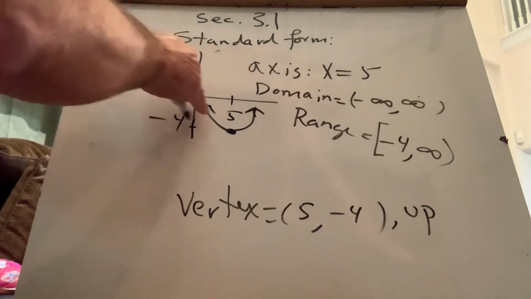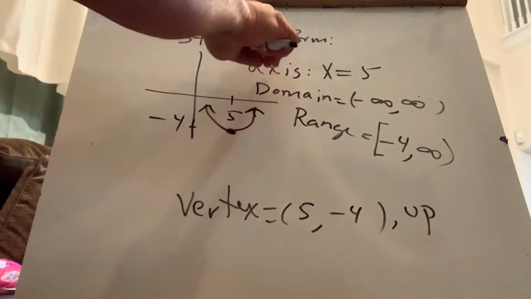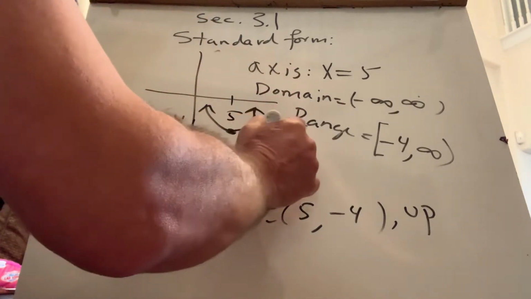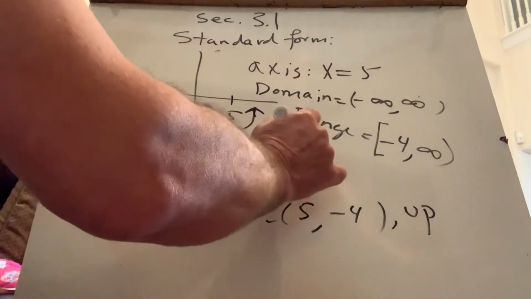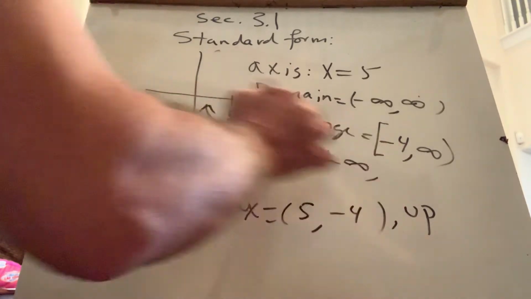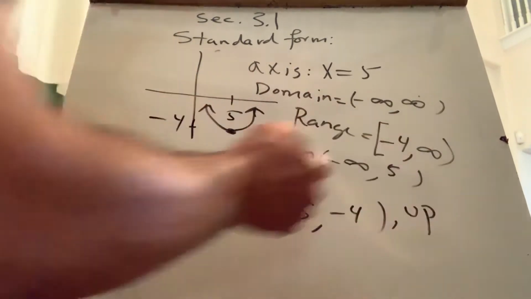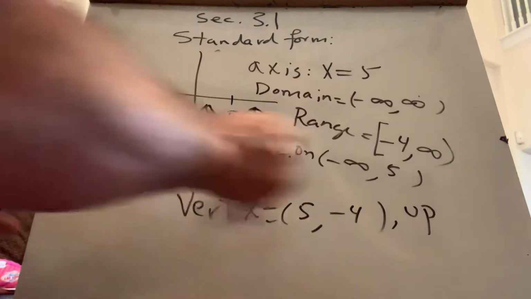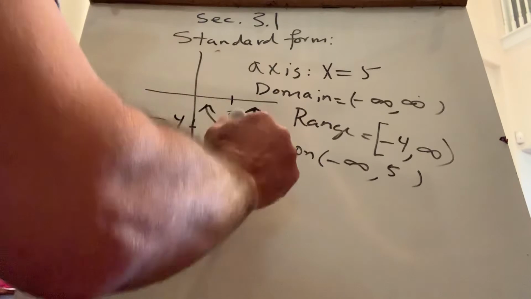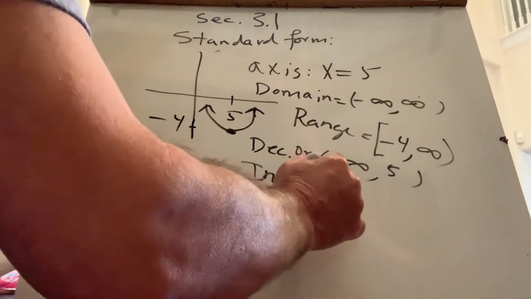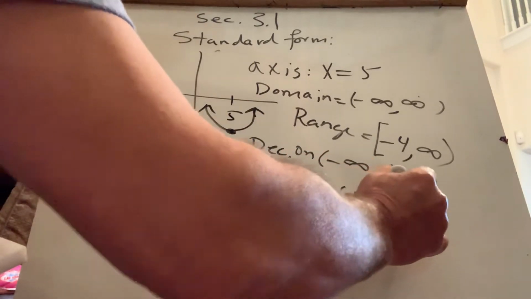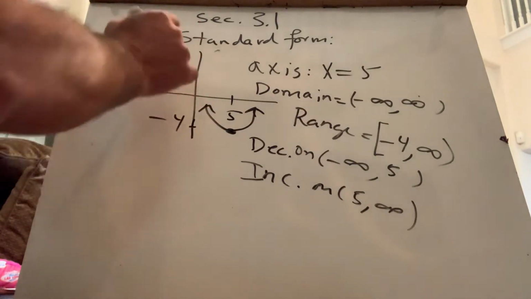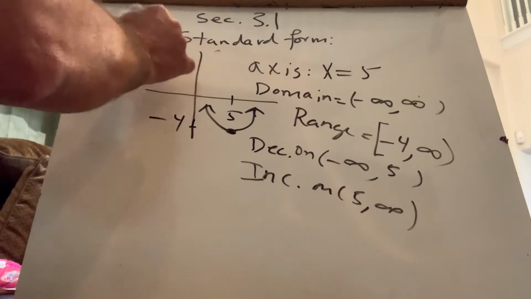Where the graph goes down, the function is decreasing. When it goes up, it is increasing. So to the left of 5 will always be decreasing. I'm going to put DEC for decreasing, and it will be the interval negative infinity all the way to 5. Once you get to 5, it starts going up, and hence it becomes increasing. So we say increasing on 5 to infinity. Okay, so that answers all the questions for problem number 26 in section 3.1.